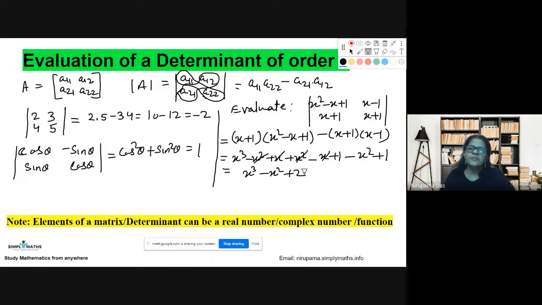Because the determinant contains variables here, we are getting such an expression. So the elements of a matrix and also the determinant can be a real number, a complex number, or a function. This is how we evaluate a determinant of order 2 by 2.